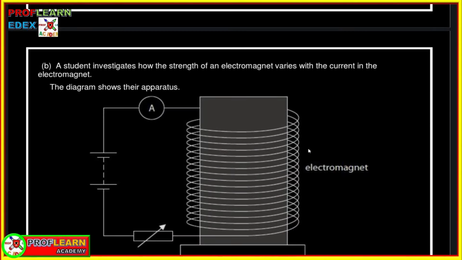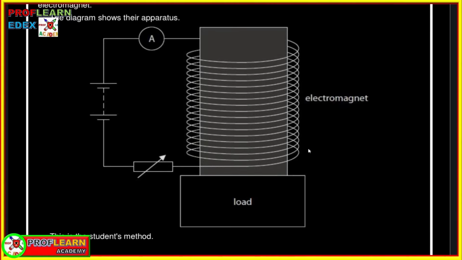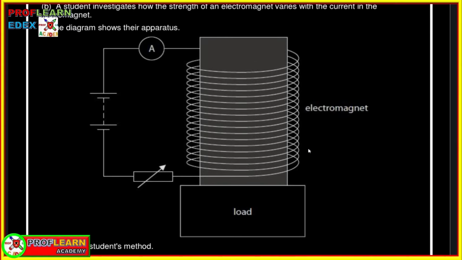A student investigates how the strength of an electromagnet varies with the current. Then you can see now, this is the concept that we're talking about. If there is more current flowing through the coil, then the electromagnet will be stronger, so meaning able to attract maybe more materials. All right, so we are given an ammeter. An ammeter can measure the amount of current.